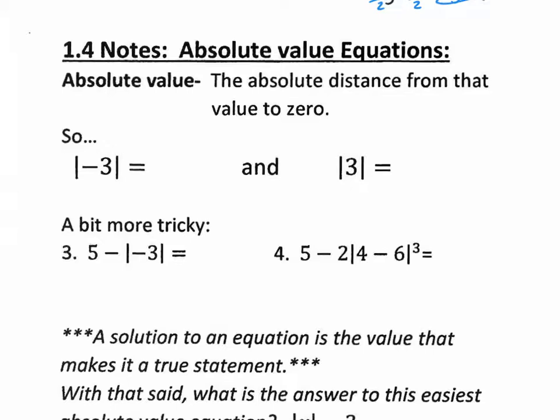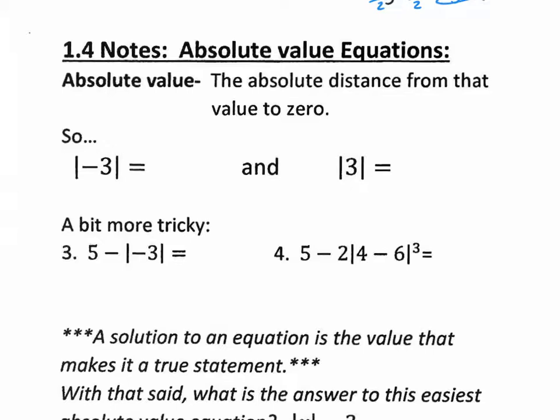Absolute value is the absolute distance from that value to zero. So if I'm walking from here to Heber, I'm walking about 4 miles, right? But what if I walk from here to Heber backwards? How far am I walking? Still 4 miles, right? Because distance is always positive. So the keyword is distance, right there in the definition. So we know that the absolute value is always going to be positive, because there's no such thing as negative distance.